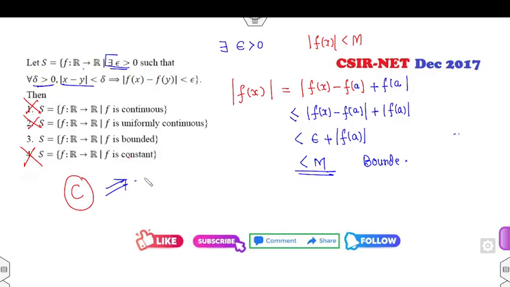But make sure your target is always to discard the three options and you will get the right answer.